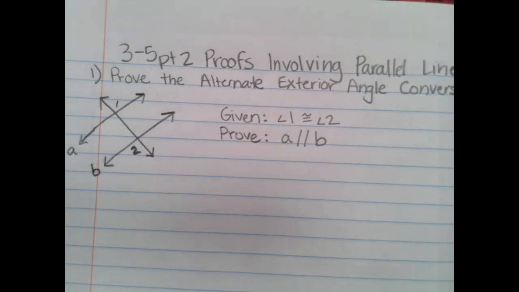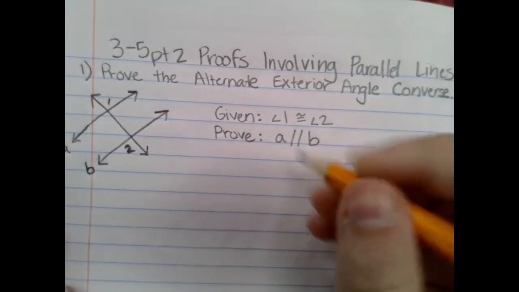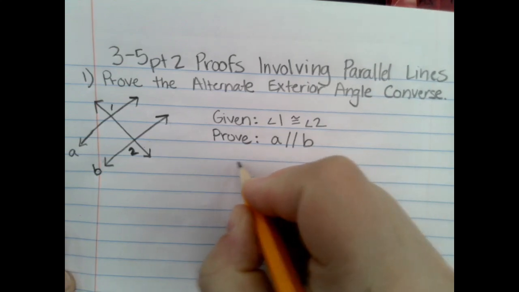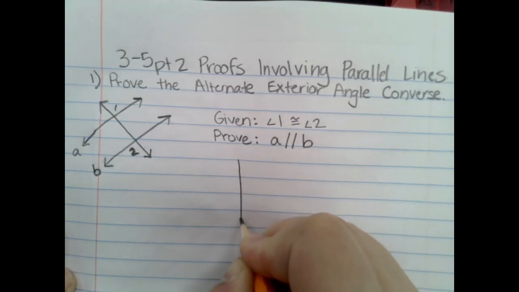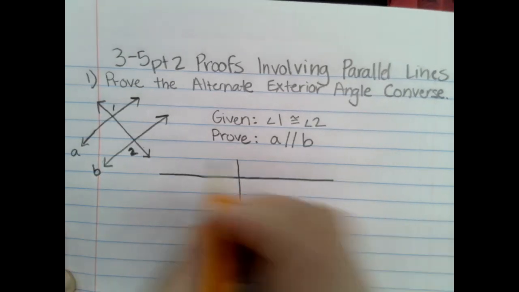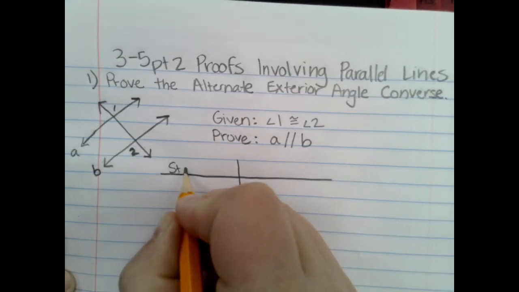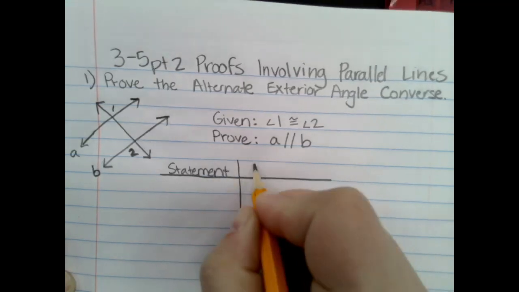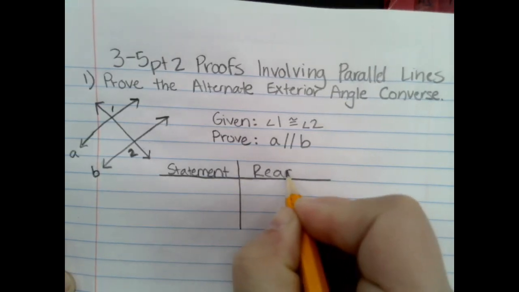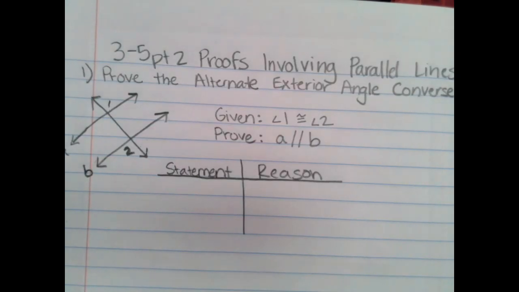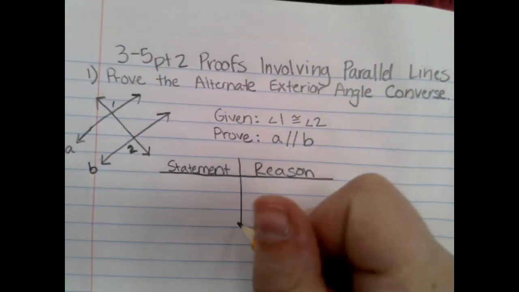All right, so who remembers in a proof, how many columns do we do? We have 2 columns, right? One column is our statement. That's our first one. That's our what. And our second column is the reason. That's our why. Nice job. This is going to be a 4-step proof. So if you want to make sure you have 4 lines there.